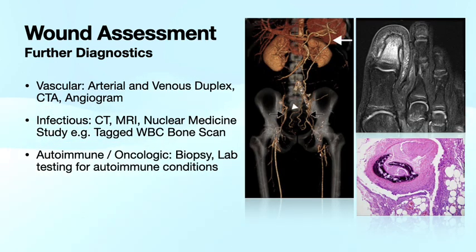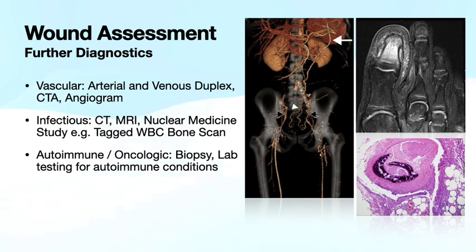Okay, finally, we've got some further diagnostic studies. So these are ones that maybe we'll be starting to consider ordering on the first visit, but we won't get these results back for a little bit of time. So I divided it up into 3 categories. We have vascular, infectious, and autoimmune oncologic.